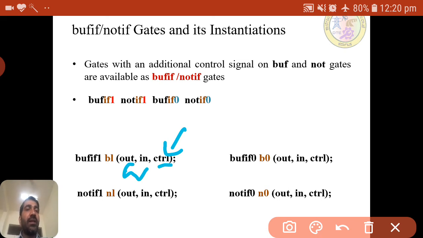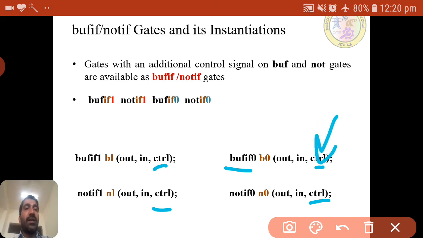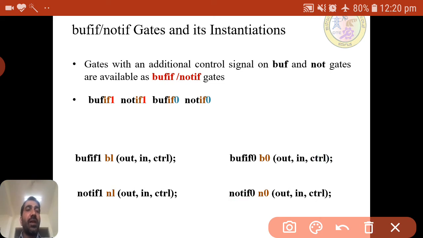Okay, similarly the syntax or instantiation for buff if 0, the only thing is the control signal is added to the previous one. The same instantiation, only the control input will change. And here, instead of only buff, that is buff if 1, not if 1, not if 0, and buff if 0. Okay, so these are the instantiations with respect to buff if 0, not if 0, and not if 1.